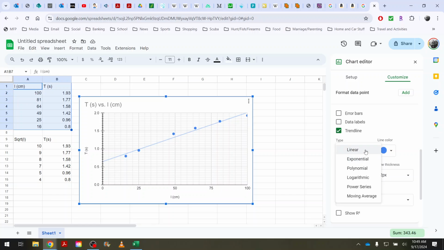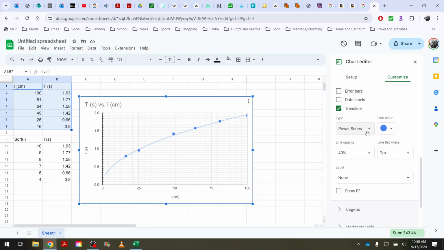It's the same set of options: linear, exponential, polynomial, logarithmic, or power series. For the sake of this, I'm going to choose power, because we saw that that was what it was in the other one. But you can take a look and see which one you feel best represents this. The thing I like about Sheets better is that it actually extends the data out past the data.